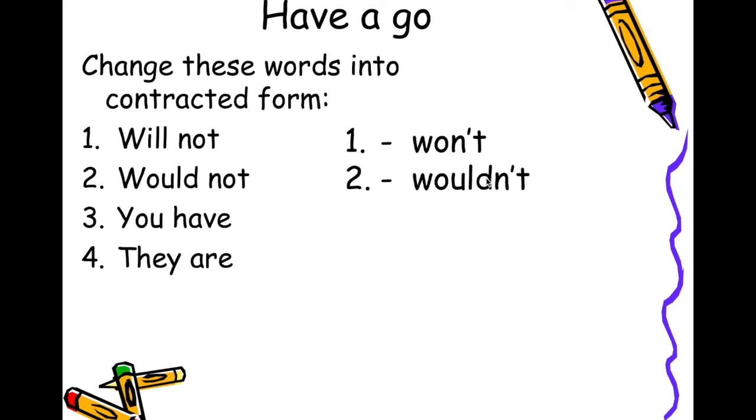And question 3, "you have very nice eyes." That's right, we would change that to "you've very nice eyes." And we're taking away the H and the A sound. So remember there is a vowel in there, so we'll take that away, and it changes from "you have" to "you've." And the last one, "they are my friends." That would be "they're my friends." And we're taking away the A sound.